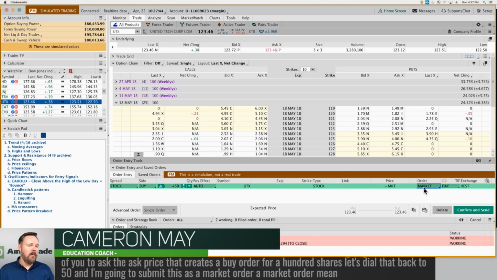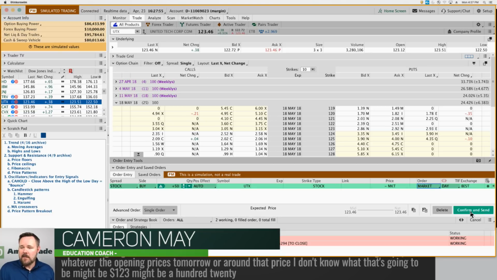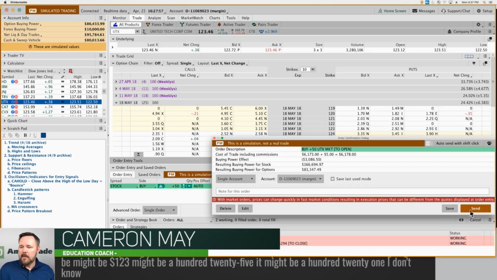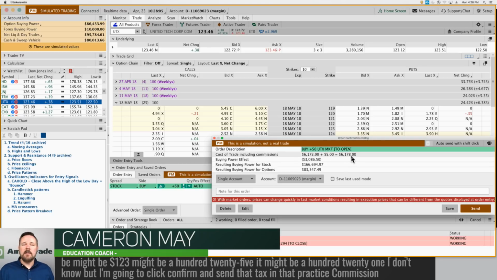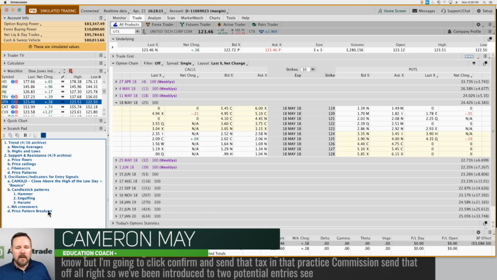Market order means I'm willing to pay whatever the opening price is tomorrow, or around that price. I don't know what that's going to be. Might be $123, might be $125, it might be $121, I don't know. But I'm going to click confirm and send. That tacks in that practice commission, and it looks like it's going to be about a $6,200 trade. Let's send that off.